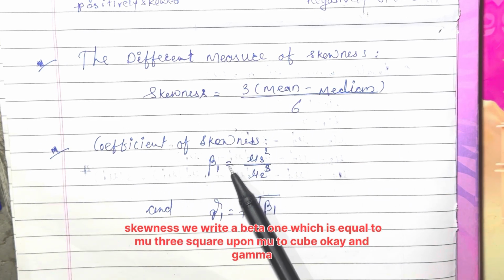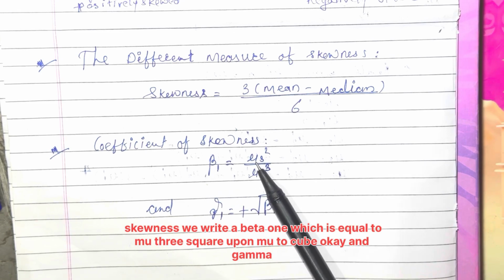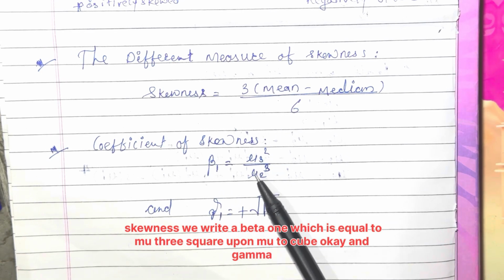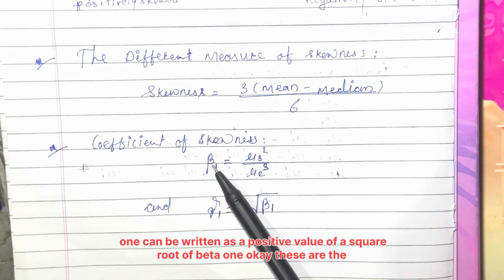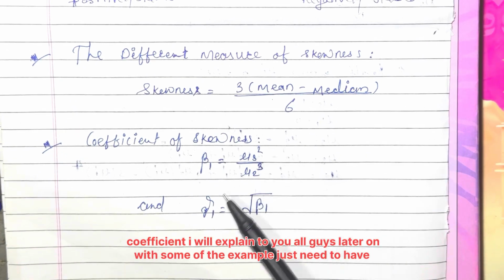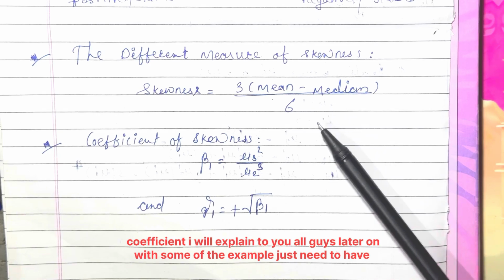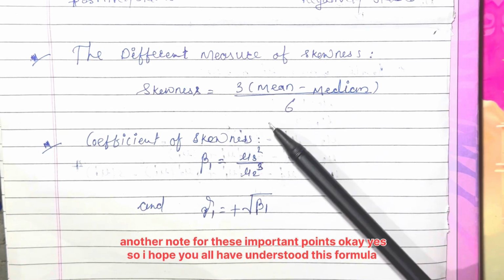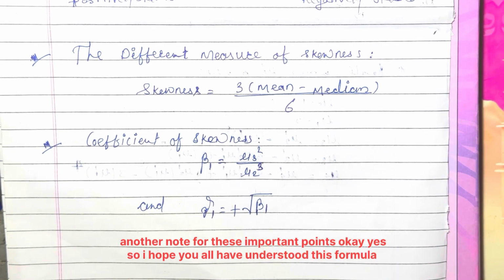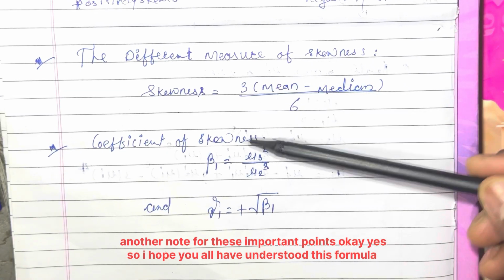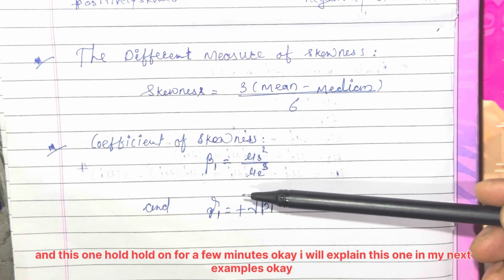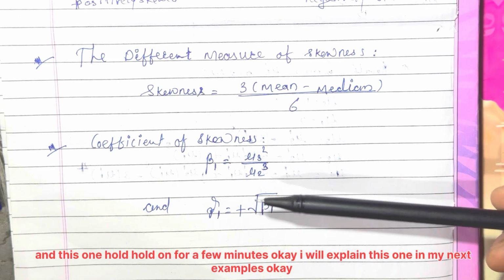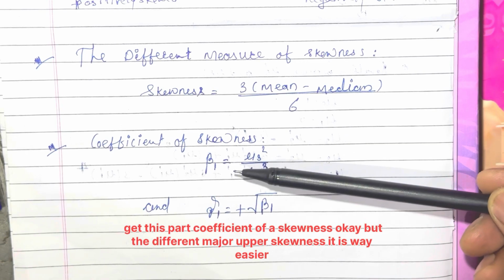Then the coefficient of skewness, we write beta 1, which is equal to mu3 square upon mu2 cube. And gamma 1 can be written as the positive value of the square root of beta 1. I will explain these coefficients to you all, guys, later on with some examples. Just make a note of these important points. I hope you all have understood this formula, and for this one, hold on for a few minutes. I'll explain this one in my next examples, the coefficient of skewness.